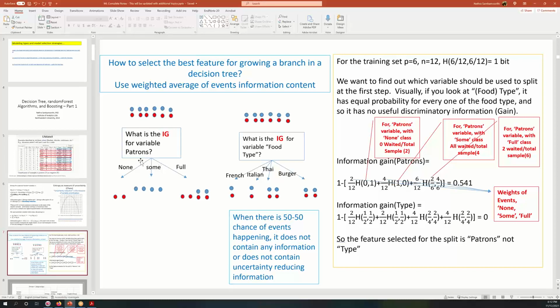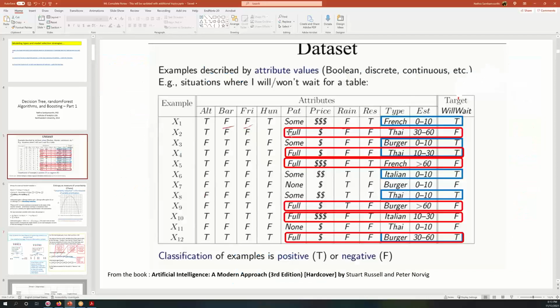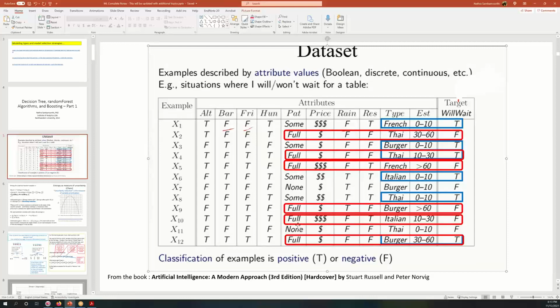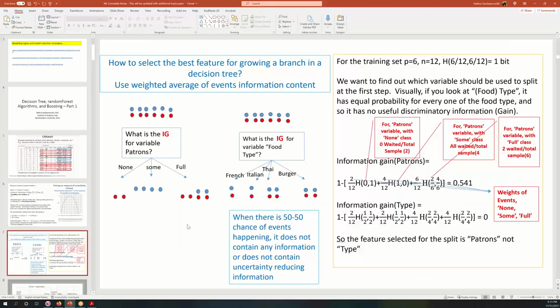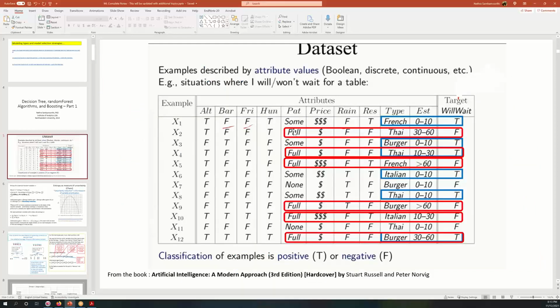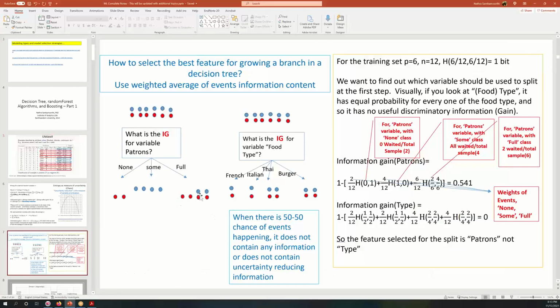So let's take that variable. There are 3 possibilities: no patterns, some patterns, and full of patterns. How many cases are there with full of patterns? 1, 2, 3, 4, 5, 6. That's what this 6 means. Now, there are 2 with no patterns at all. None is 1 and 2. Agreed? And the remaining are some patterns.